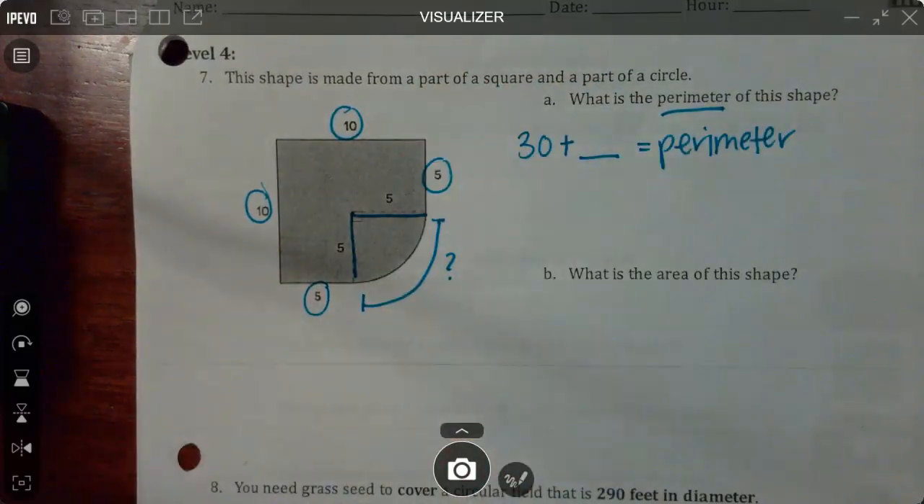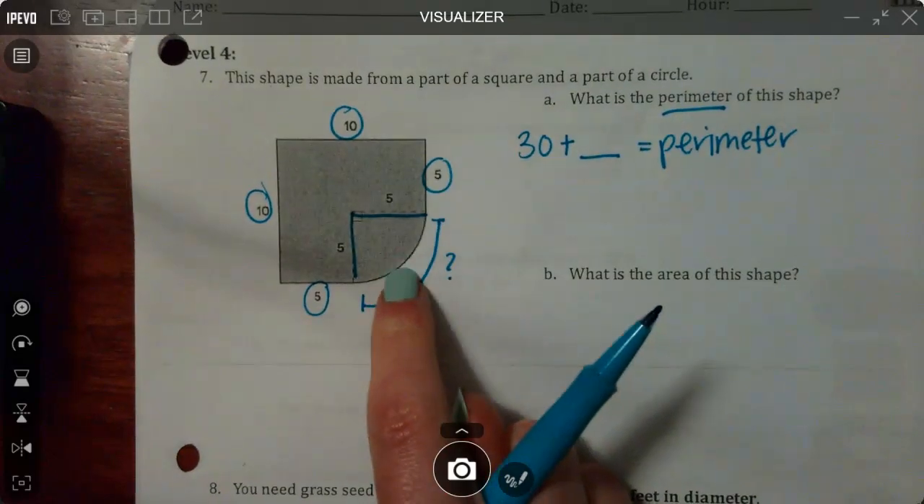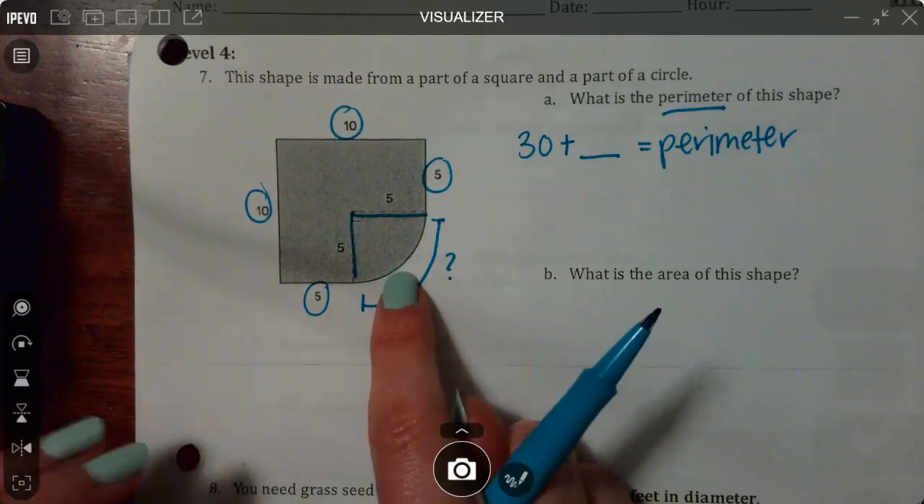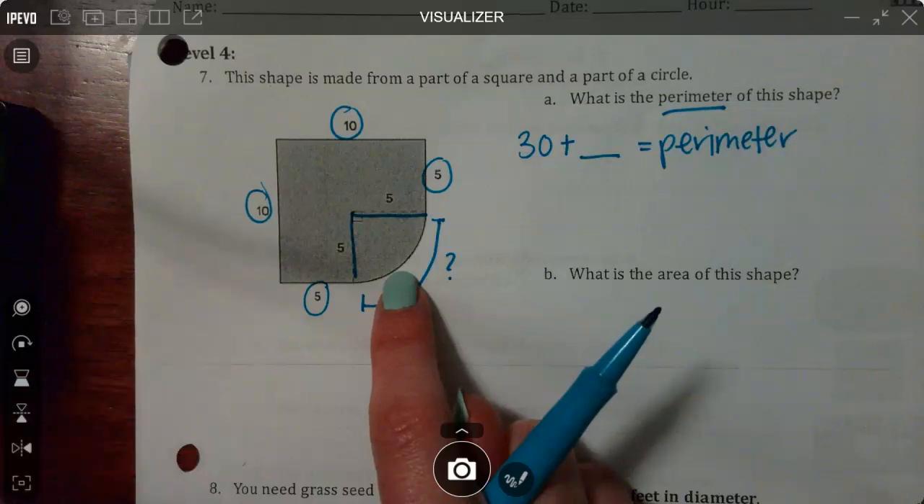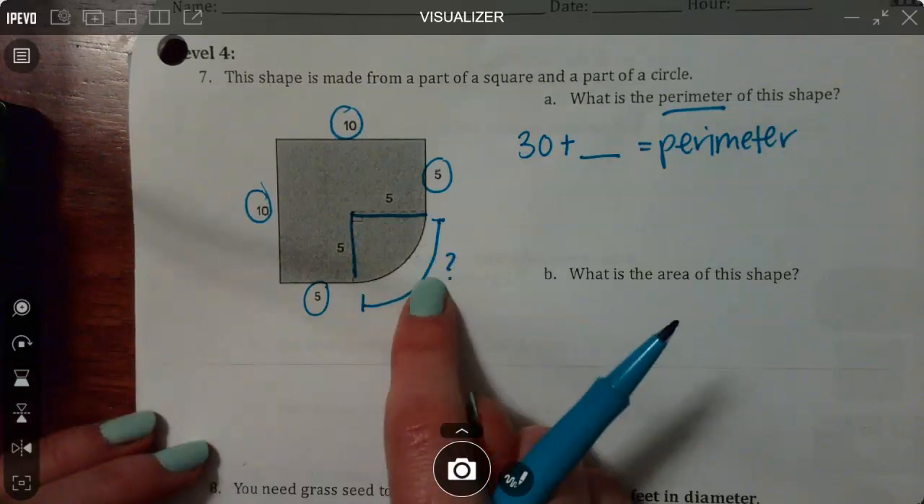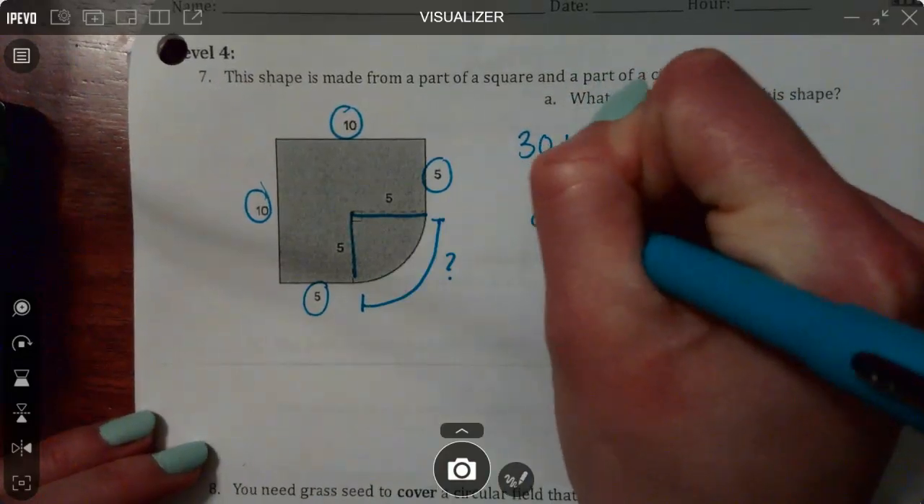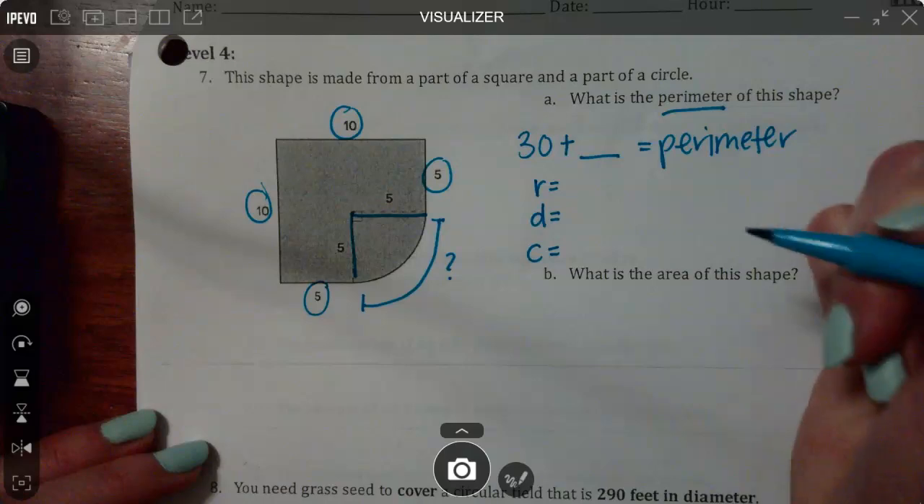No. How many of these pieces would I need to make a full circle? 4. So that means this is only a quarter of a circle. Well, I can still figure out the entire circumference, and then I'll divide it by 4 at the end, or times 1/4. So, R equals, D equals, C equals.